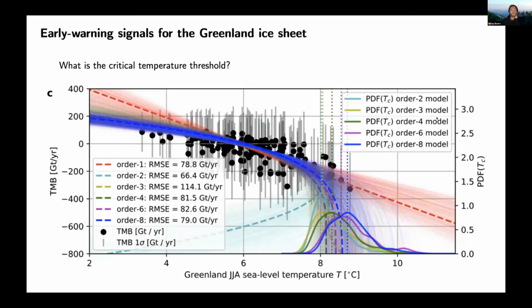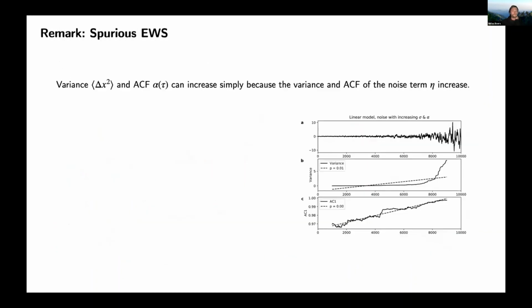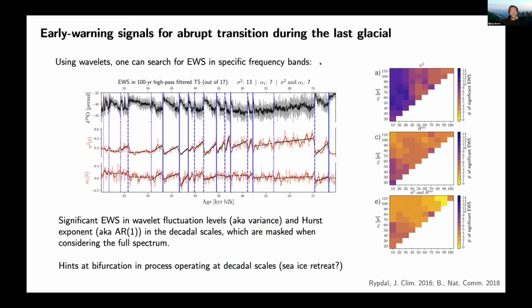And of course, the question then is, what is the critical temperature threshold? And then you see here again in black the total mass balance values as a function of the sea level temperatures, together with their uncertainties. You see the different estimates for the fixed point, and all of them correspond to a critical temperature threshold between 8 and 9 degrees. And if you compare this to the temperatures, so this is this axis here, we are almost at 8 degrees, so it's probably not too far in the future that we reach the critical threshold. And so I'm going to skip the AMOC just as a teaser.